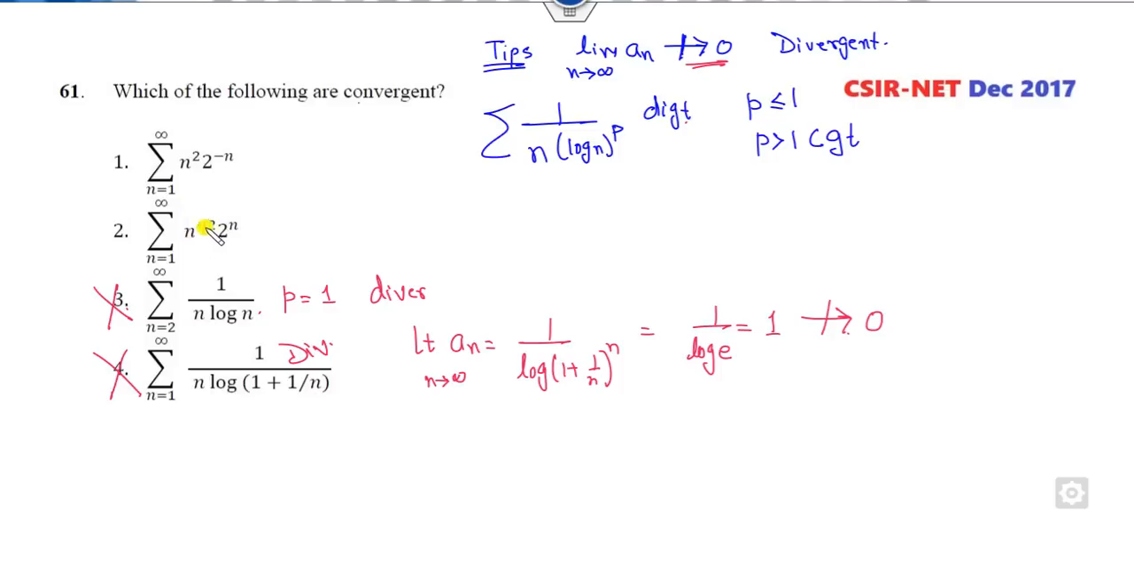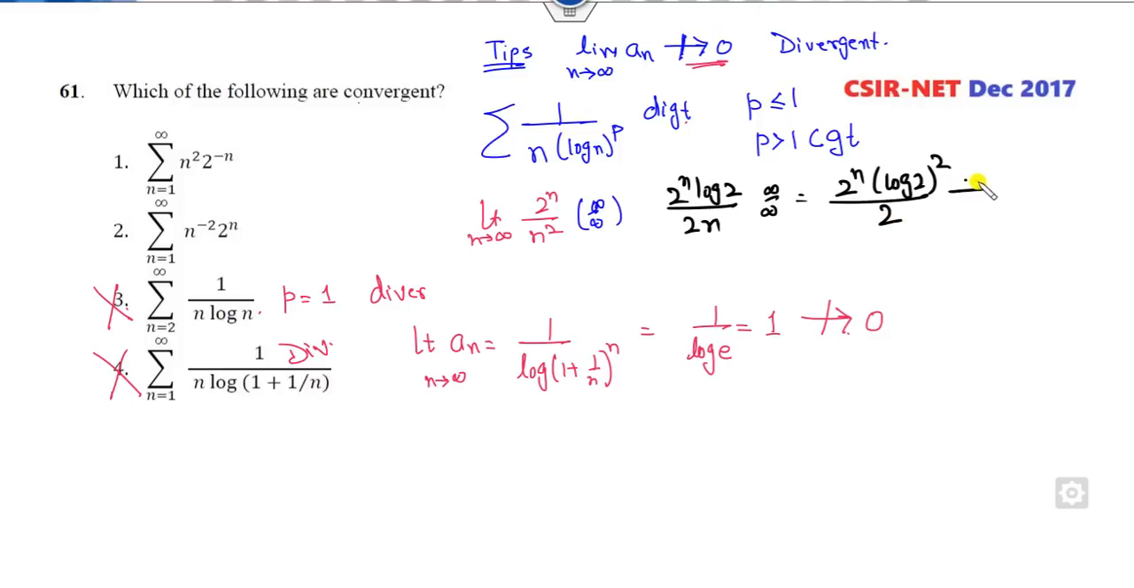Look at this first option. This is 2 raised to power n over n square. If I take n approaches infinity, this will be infinity by infinity. So then I take the derivative, 2 to the n log 2 over 2n. Again it's infinity by infinity. So it's 2 to the n log 2 square over 2. It goes to infinity. It means it does not go to 0. So again this is divergent. So this option is cancelled out. Only one option is left. So that is the correct option of this example.